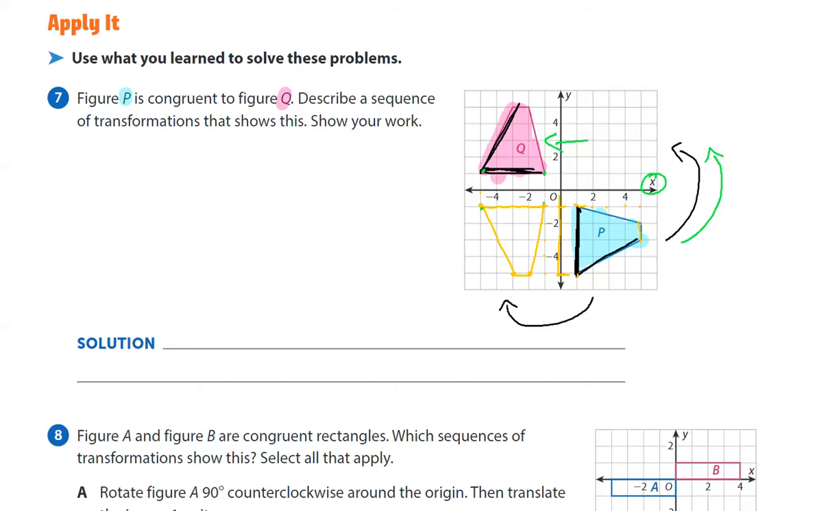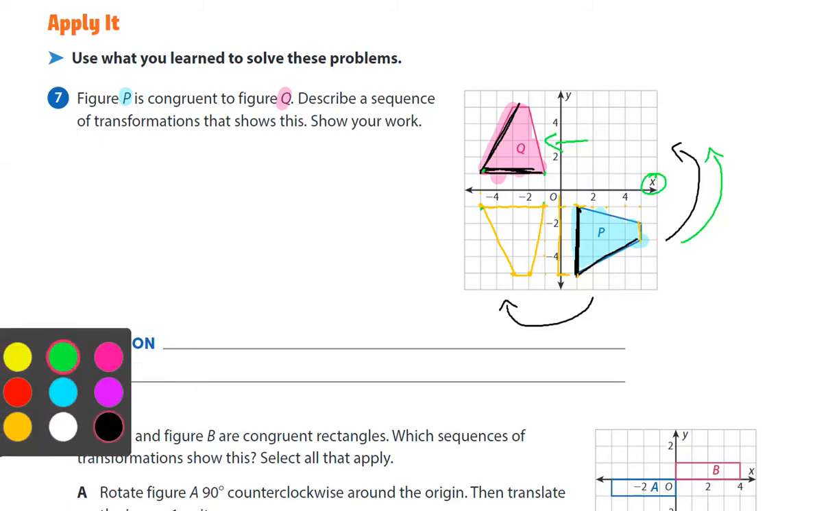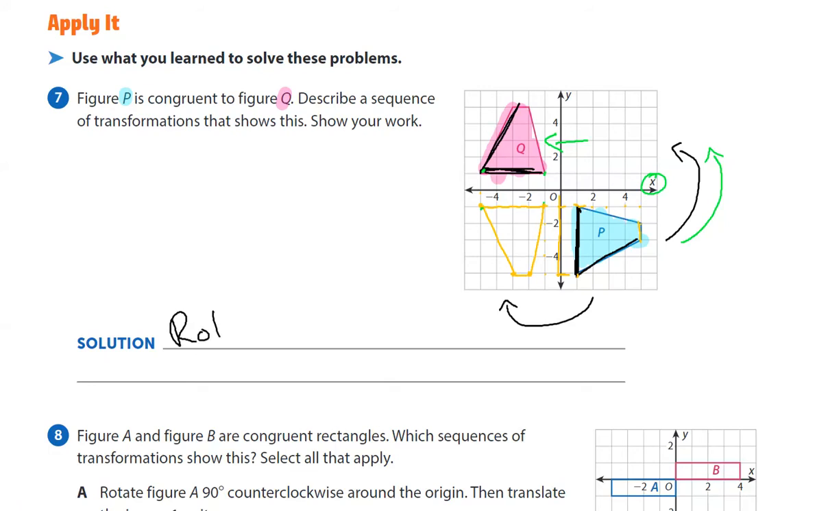So I'm going to do my first one. Rotate figure P 90 degrees counterclockwise, excuse me. Then reflect across the x-axis.